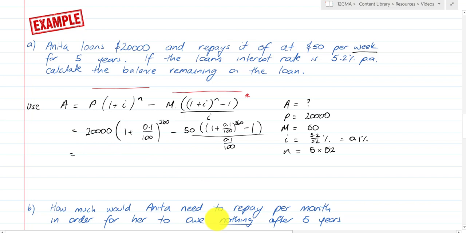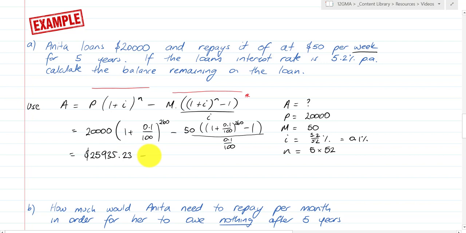So the first one is 20,000 times, I'm using brackets, 1 plus, I'm using the fraction bar, 0.1 over 100, closing that bracket and raising to the power of 260. Enter, and it gives me this. 25935.23 minus, now I'll do the other one.